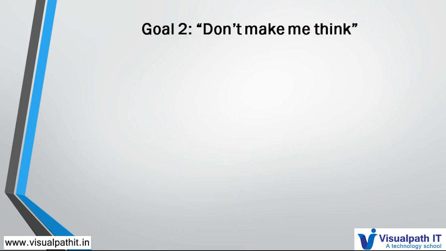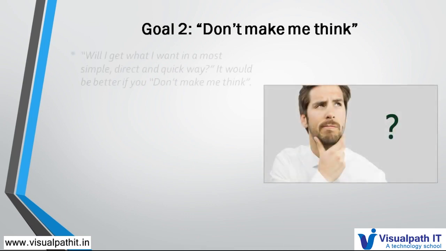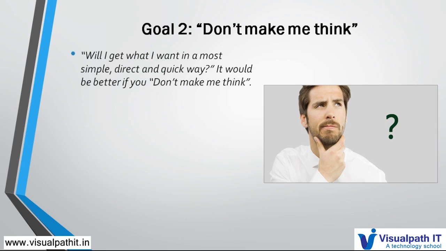That is goal 1. There are a few more goals which we are going to look at. There could be almost 5. So let's take another goal: don't make me think. Well, I get what I want in the most simple, direct and quick way. It could be better if you don't make me think. How to design to give users what they want in the easiest way?